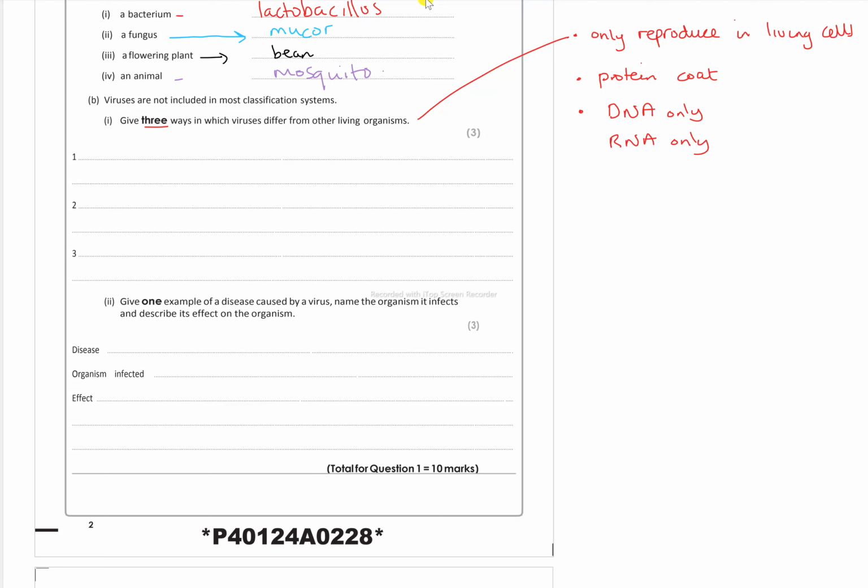And remember what we said, DNA is deoxyribonucleic. Big long word. Deoxyribonucleic acid. And this one is ribonucleic acid. Right, what are the ways that they differ?